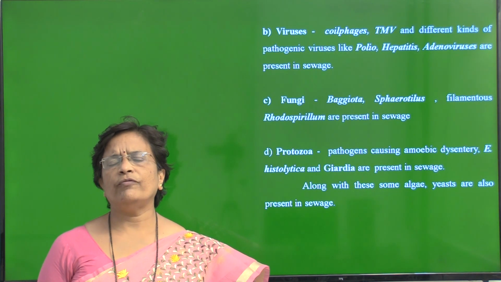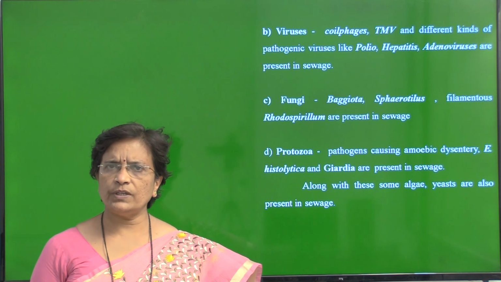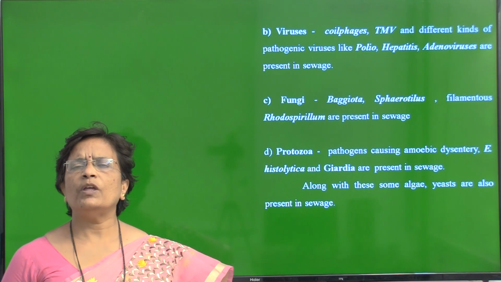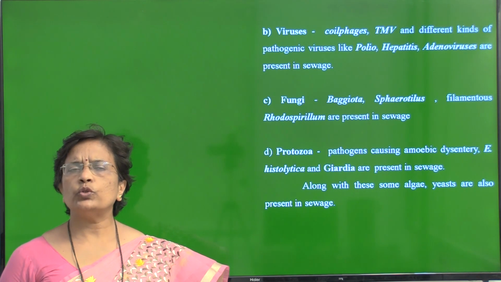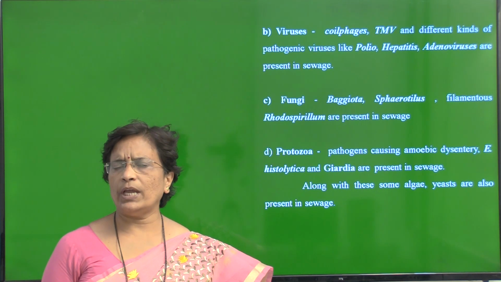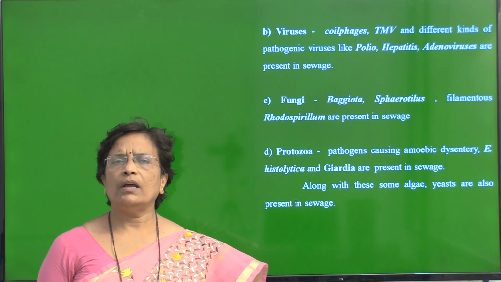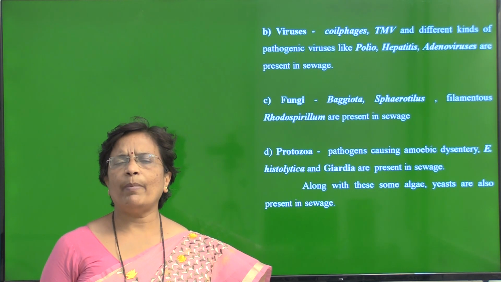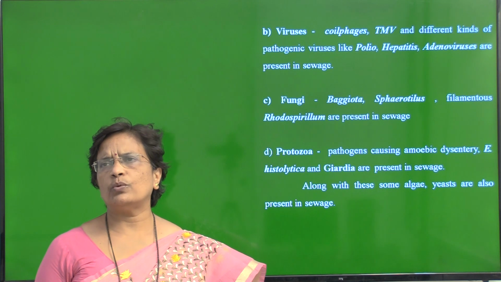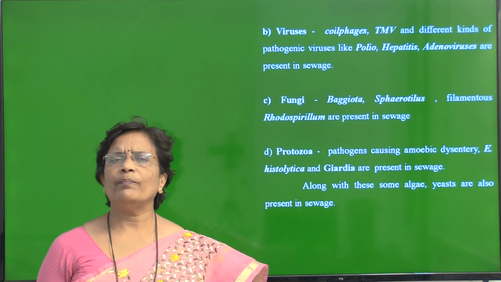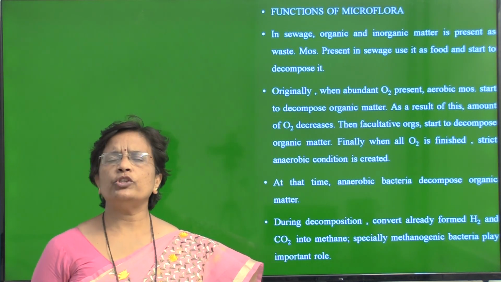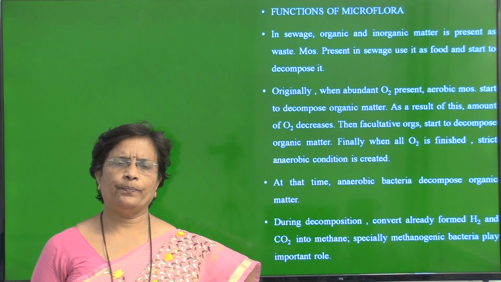So up till now we have discussed the definition of sewage, the chemical composition of sewage, and the microflora of sewage. So sewage provides a variety of nutrients for different types of organisms. So we can find different types of bacteria, viruses, algae, fungi, protozoa, as well as yeast in the sewage. Let us see what is the function of these microflora.